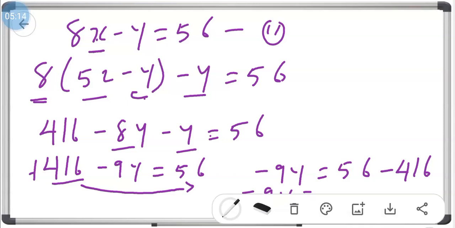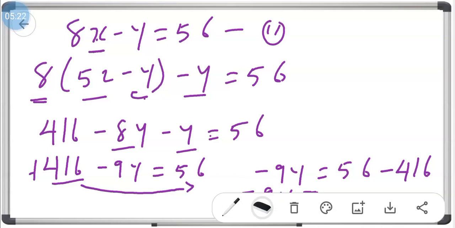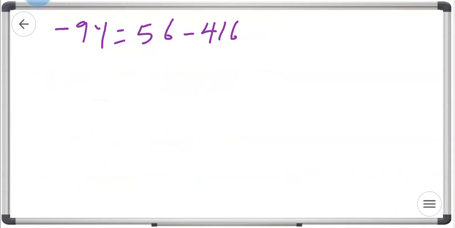Okay, let me take it up here. So we can have minus 9y equals 56 minus 416. That will give us minus 360. So minus 9y equals minus 360. Now minus will cancel minus.